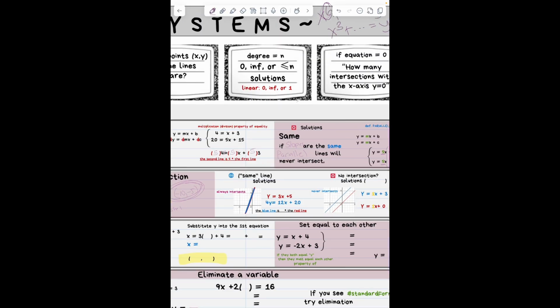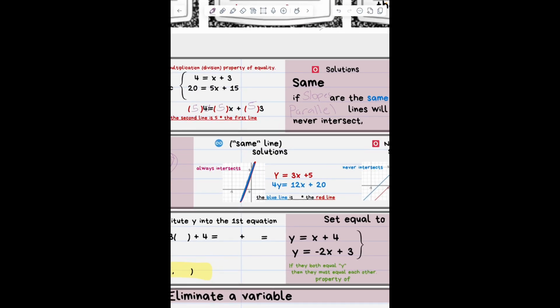When it's the same line, in quotes, because the blue line is clearly not the same, but the red line times, what is it, 4? That's how we got to the blue line, times 4 on all the terms, right? Once we got to the blue line, we have the same thing. So we could divide by 4 to see that they had y equals 3x plus 5. They're the same line, same slope, same intercept.